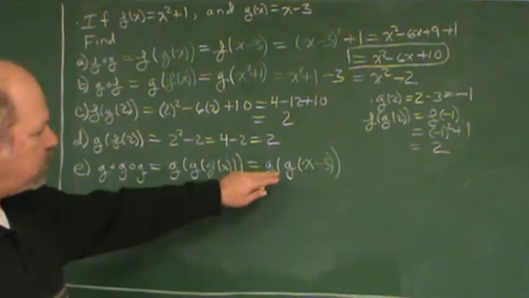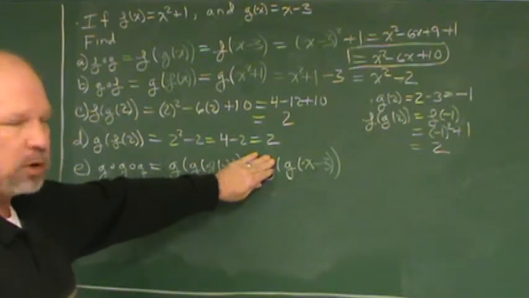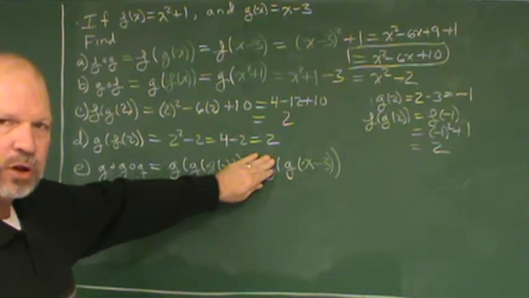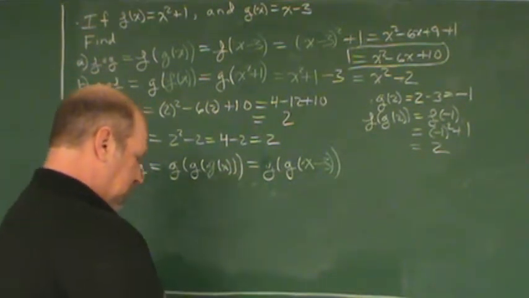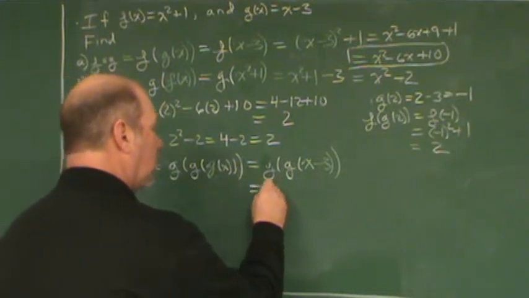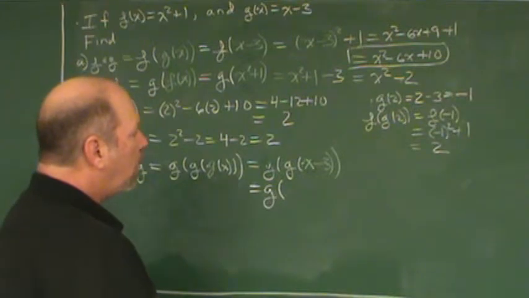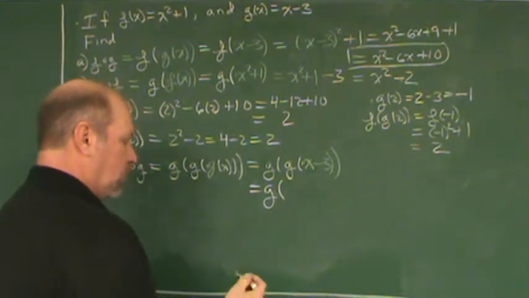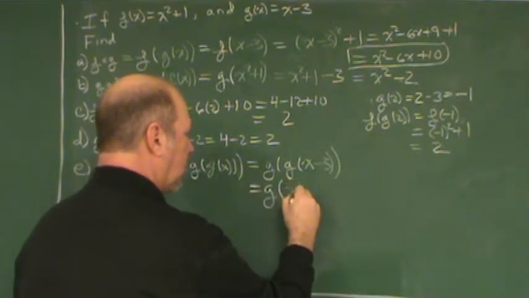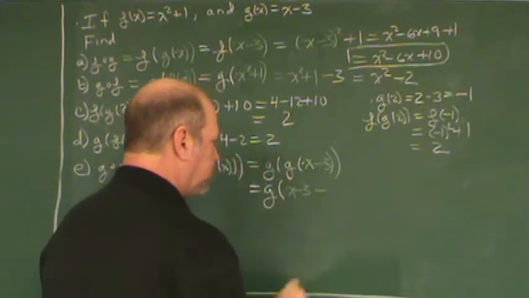Okay. Now, what does that mean? Well, this means that if we just ignore this exterior g, we evaluate g at x minus 3. In other words, everywhere we see an x in g, we're going to put in x minus 3. So that gives me g of, now, g is still x minus 3. So that means we're going to take x minus 3 minus 3.